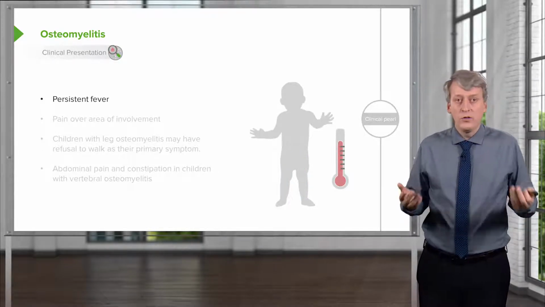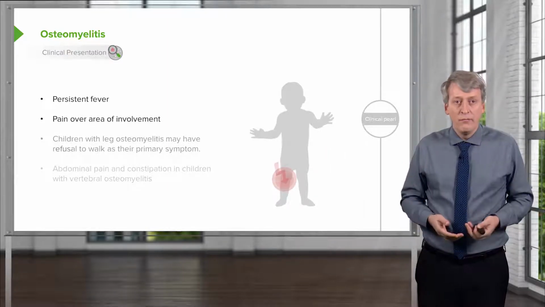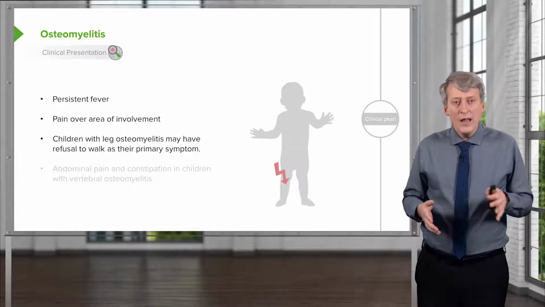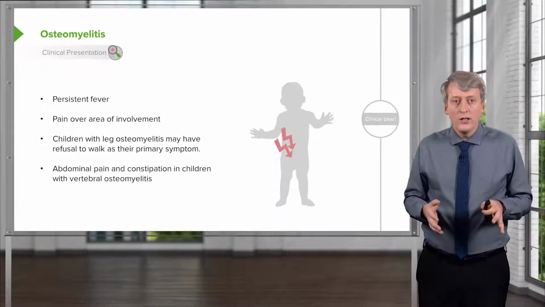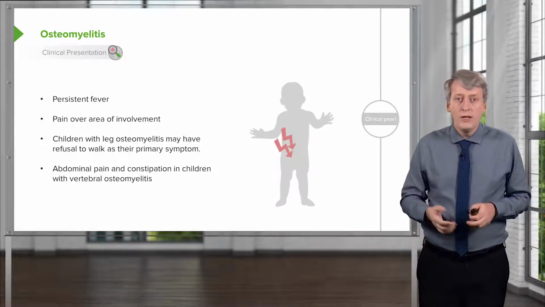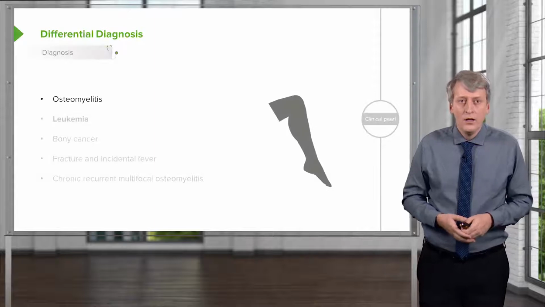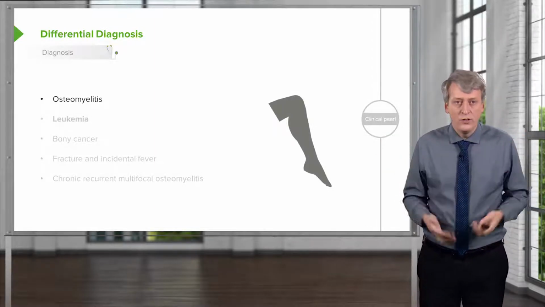Patients will present with a persistent fever. They will usually have pain over an area of involvement. Generally, children with leg osteomyelitis may refuse to walk as their primary symptom. Occasionally, we will see abdominal pain and constipation in children with vertebral osteomyelitis, which is rare, but we do see it. So when you see a patient with osteomyelitis, you should have a differential diagnosis.